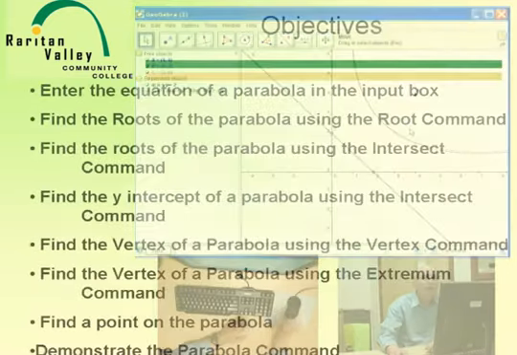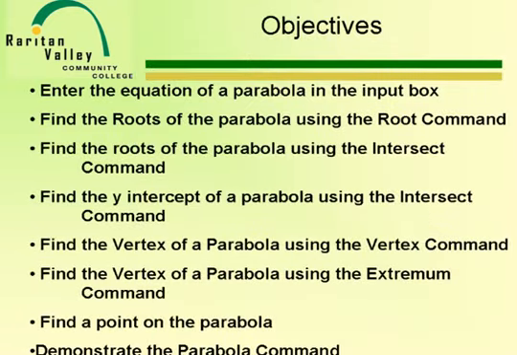Let's just quick review. We entered the equation of the parabola in the input box using the f of x command and the y equals command. Alright, we found the roots of the parabola, and again for f of x we used the root command, and for the y equals we used the intersect command. We found the y-intercept on both parabolas using the intersect command and intersecting the parabola with the y-axis. We found the vertex of the parabola using the vertex command for the y equals format and using the extremum command for the f of x format.